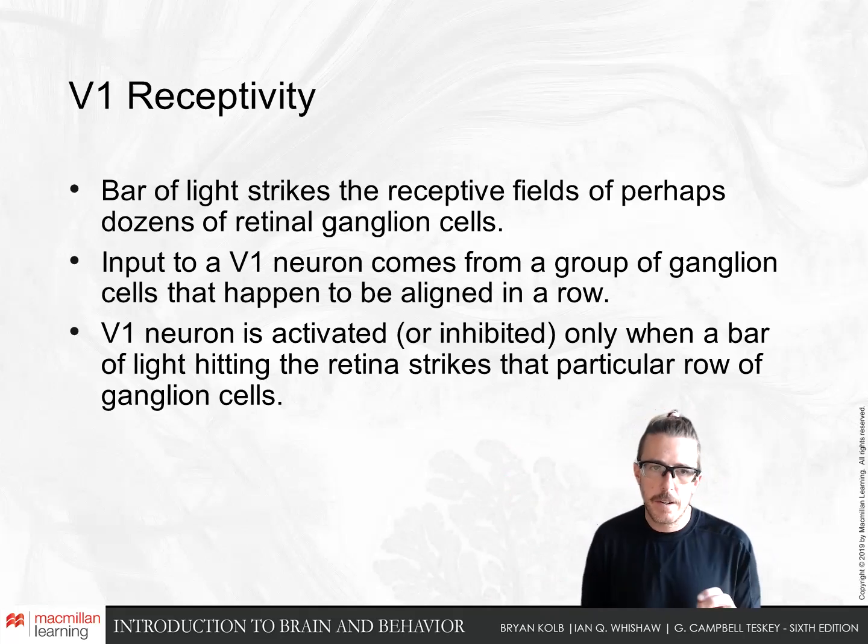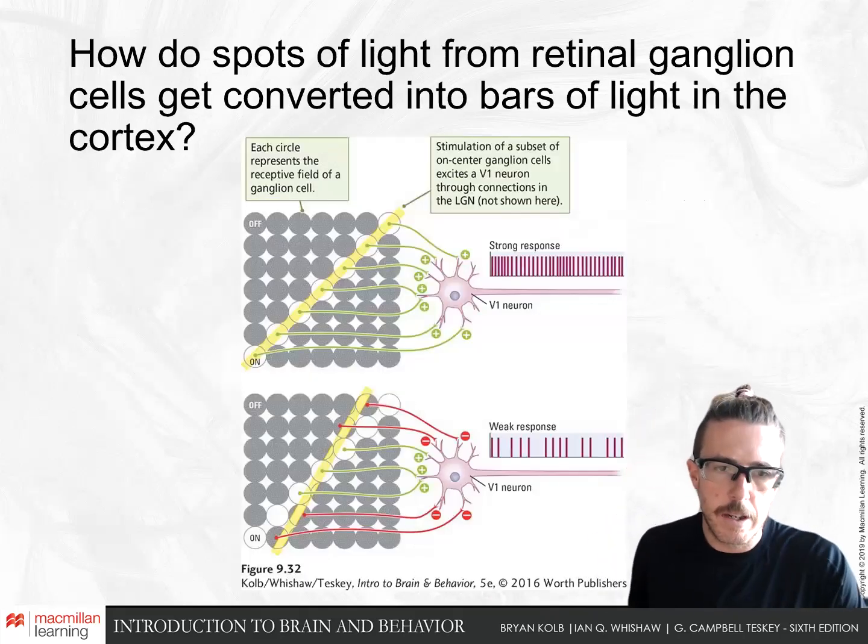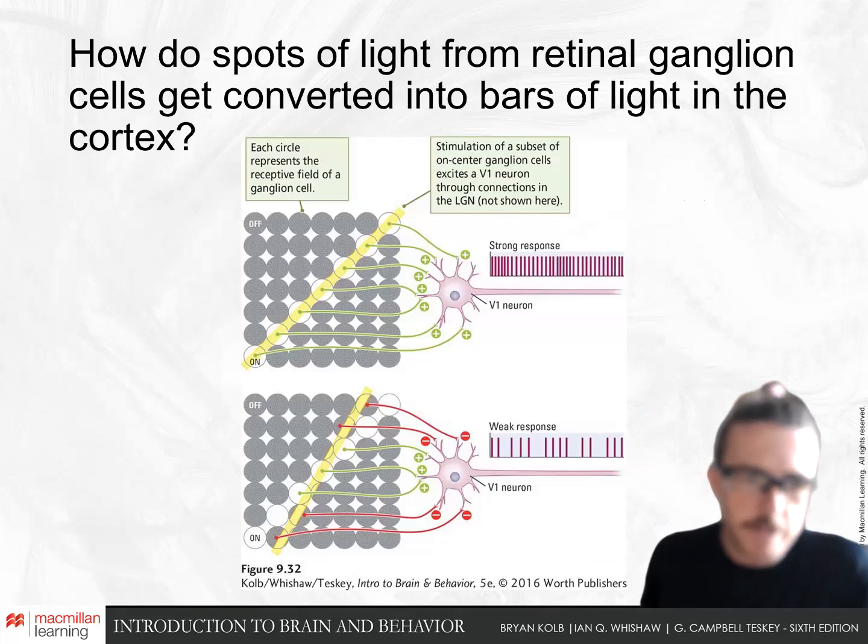But if different retinal ganglion cells are activated, that V1 neuron won't fire. So here that is in an image. So imagine a particular V1 neuron that happens to be connected to these 7 retinal ganglion cells. It will fire strongly when a bar of light shines across them this way, but it will fire less strongly when a bar of light is oriented slightly differently.